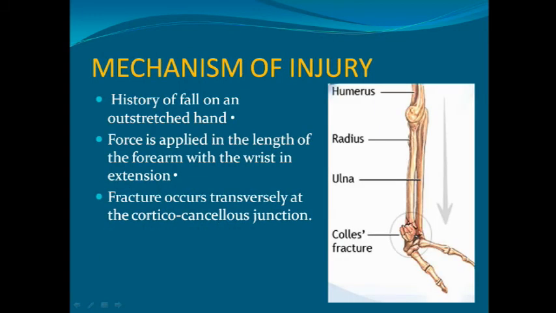So the mechanism of injury is a history of fall on outstretched hand. With an outstretched hand, force is applied along the length of the forearm at the wrist in extension. This force comes here and the fracture occurs transversely at the corticocancellous junction.